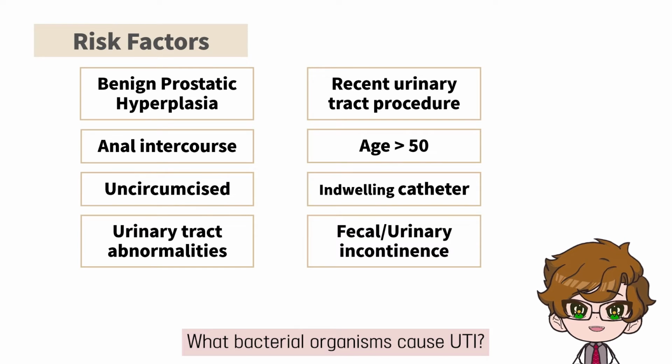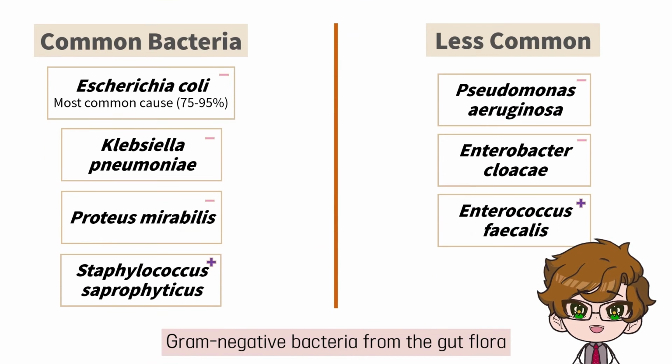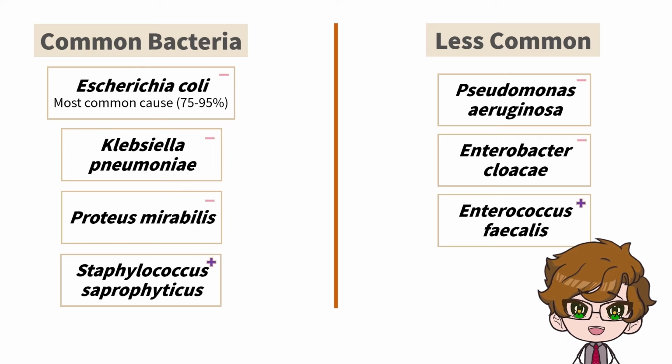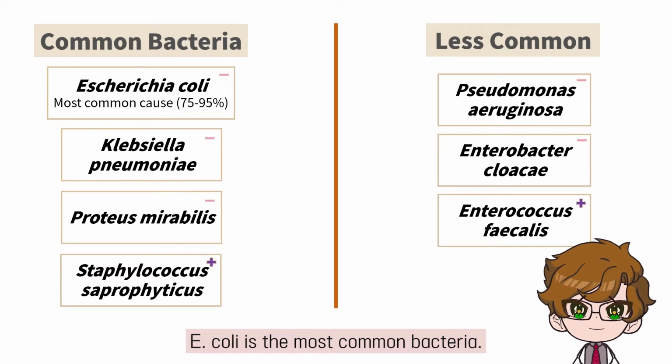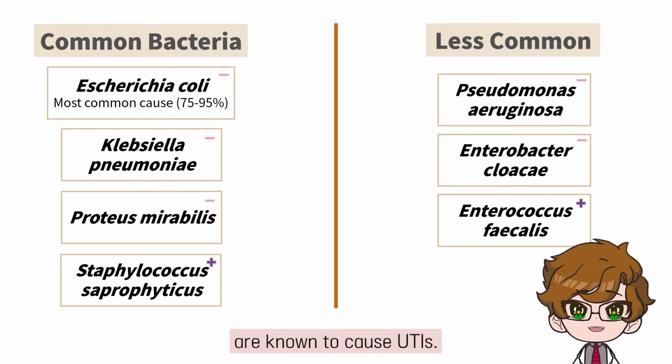What bacterial organisms cause UTI? Gram-negative bacteria from the gut flora typically cause UTI in men and women. E. coli is the most common bacteria. Other bacteria such as Klebsiella, Proteus, Staphylococcus are known to cause UTIs.